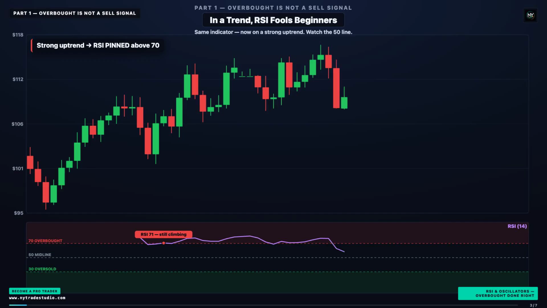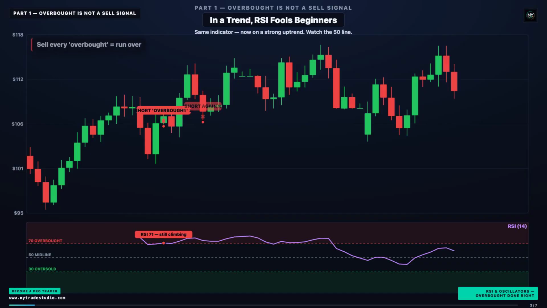So think about what the textbook rule told you to do. It screams sell, this is overbought, short it here. So you short, and price goes higher. It is still overbought, so you short again, and price goes higher still. Every overbought signal in a strong trend is a trap, and fading them gets you run over again and again. So write this on your wall: in a trend, overbought can stay overbought for weeks. An overbought reading is not a sell signal, it is a sign of strength.